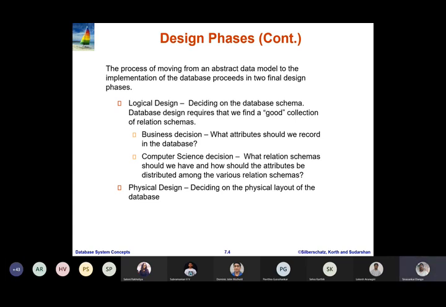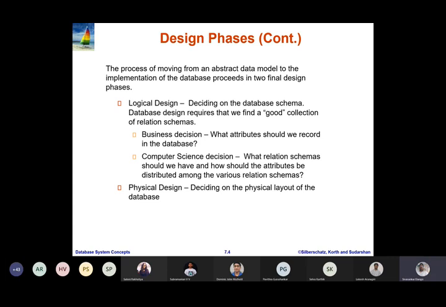So in the logical design, you have two decisions. The business decision is what attributes should be recorded in the database. There are a lot of attributes about a particular person. You need not record all the attributes about a particular person as a record in a database. We need to selectively record the key attributes about a particular person in the database.